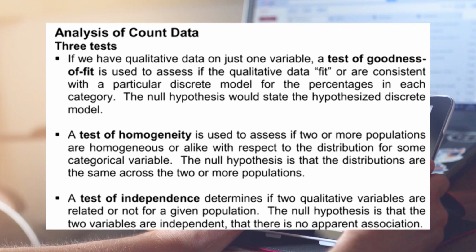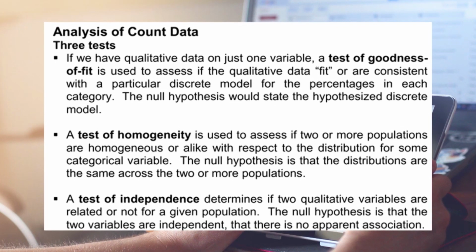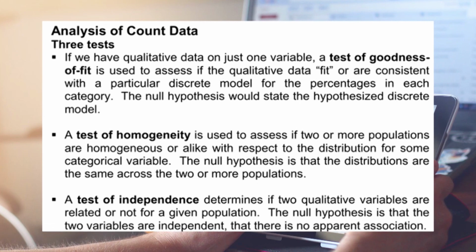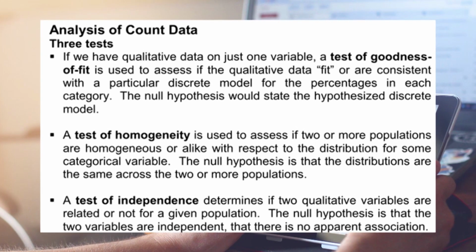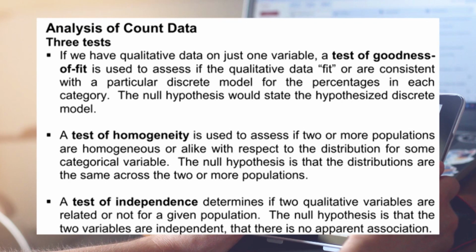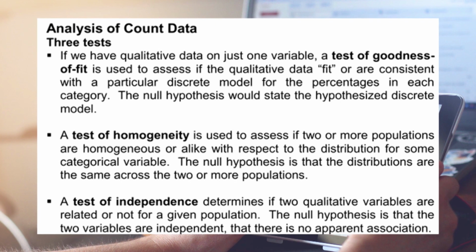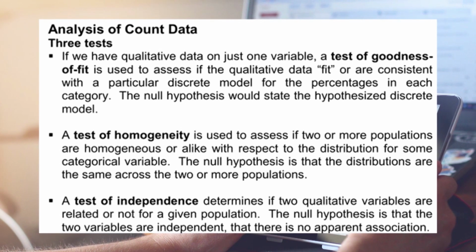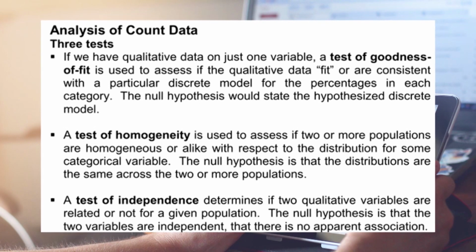The first one is if we have qualitative data on just one variable, a test of goodness of fit is used to assess if the qualitative data fit or are consistent with a particular discrete model for the percentages in each category. The null hypothesis would state the hypothesized discrete model. A test of homogeneity is used to assess if 2 or more populations are homogeneous or alike with respect to the distribution for some categorical variable. The null hypothesis is that the distributions are the same across the 2 or more populations.